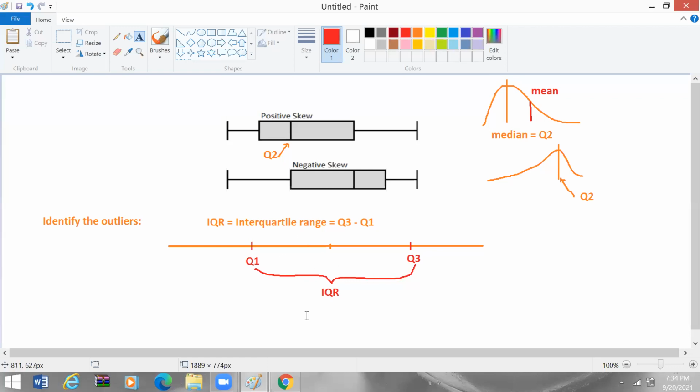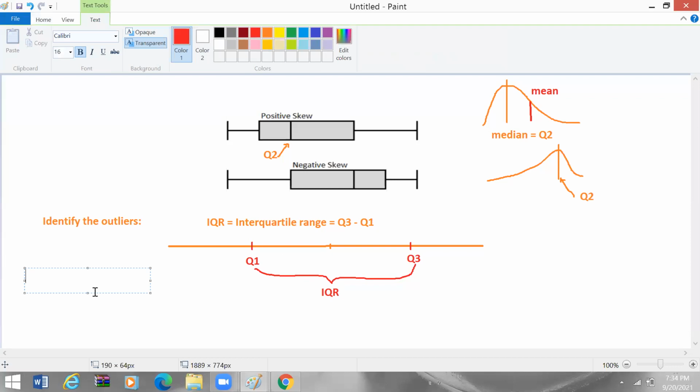Now, using the IQR, I can identify the lower fence. So we need to set up the fence. Why is it so important? Because the fence is the standard: any value that goes beyond the fence will be called an outlier. The lower fence can be set up by taking Q1 minus 1.5 times the IQR.